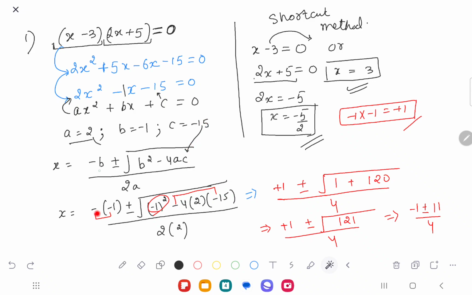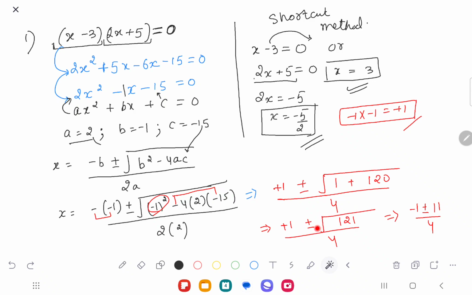So when you put in the value, minus of minus 1 will become plus 1, plus minus under root of 1 minus 4 times 2 into minus 15. When you multiply, what do you get? 4 times 2 is 8, and 8 times 15, 15 times 8 is 120. And both of these minuses become plus. And minus 1 square is minus 1 into minus 1, so minus into minus again becomes plus 1. So don't you think it becomes plus 1 plus 120? Right? And it becomes 121.